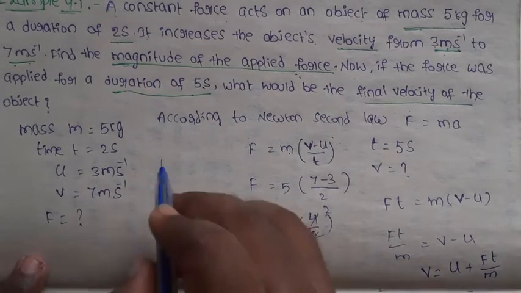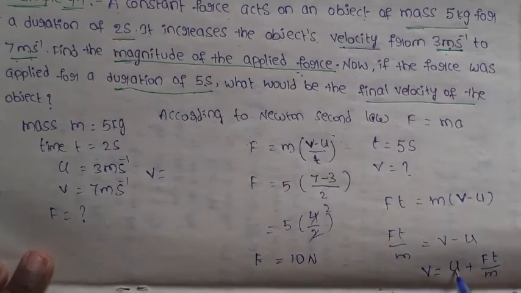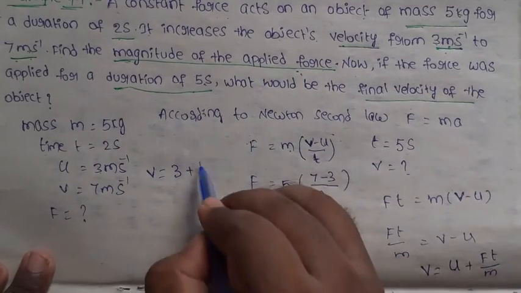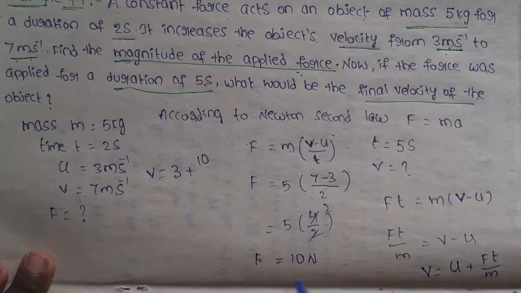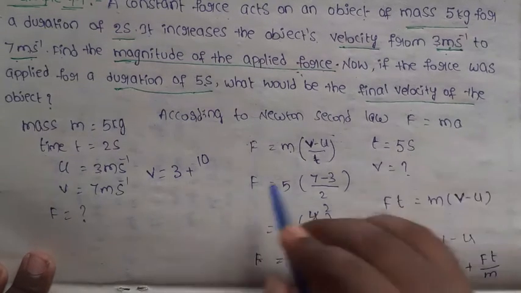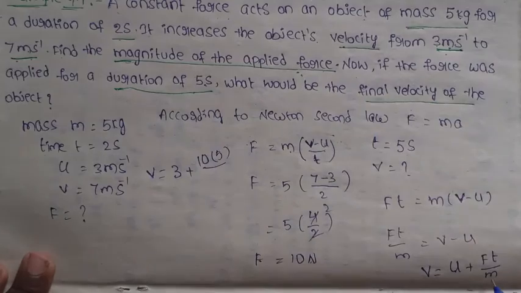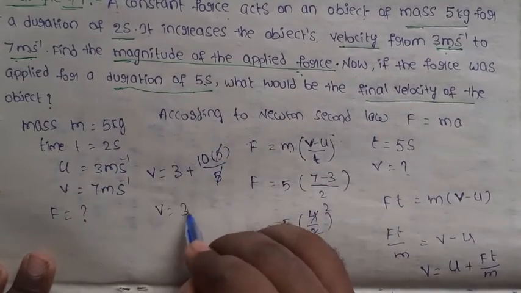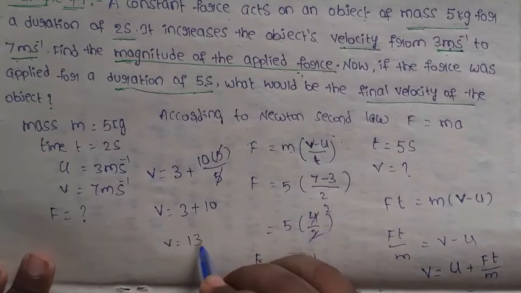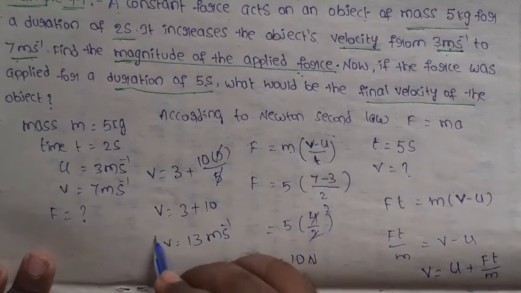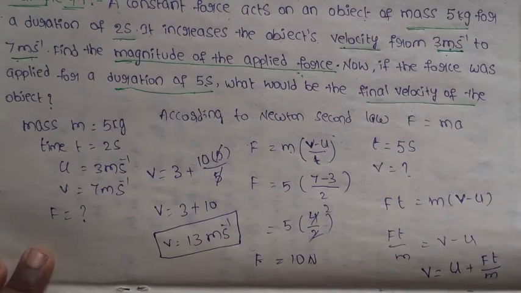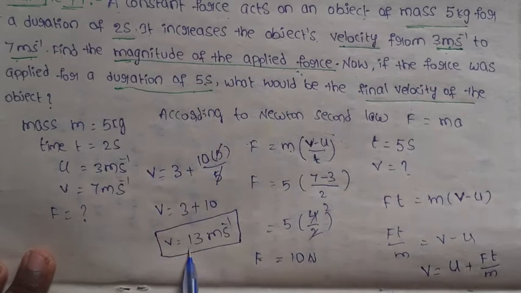Substitute all values. v equal to u, 3 meters per second, plus F, 10 Newton, times t, 5 seconds, by mass, 5. The 5 gets cancelled. v equal to 3 plus 10, so v equal to 13 meters per second. So the final velocity of the object is 13 meters per second. When is this velocity going to happen?